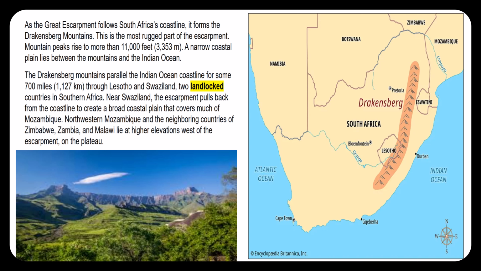The Drakensberg Mountains parallel the Indian Ocean coastline for some 700 miles through Lesotho and Swaziland, two landlocked countries in southern Africa. Near Swaziland, the escarpment pulls back from the coastline to create a broad coastal plain that covers much of Mozambique. Northwestern Mozambique, and the neighboring countries of Zimbabwe, Zambia, and Malawi lie at higher elevations west of the escarpment on the plateau.